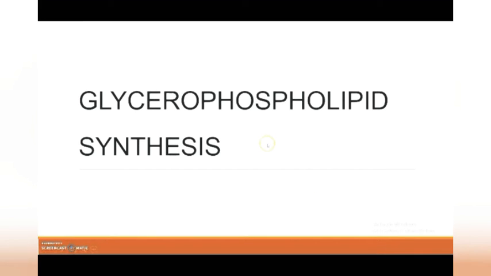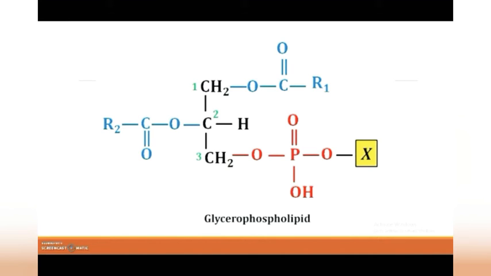Next is glycerophospholipid synthesis. This is the structure of glycerophospholipid. There is a glycerol backbone here. This is C number 1, C number 2, and C number 3. In C number 1 and C number 2, there are fatty acids bound to it. And at C number 3, there is a phosphate group and a polar head group symbolized as X. It may be an amino alcohol or etc.